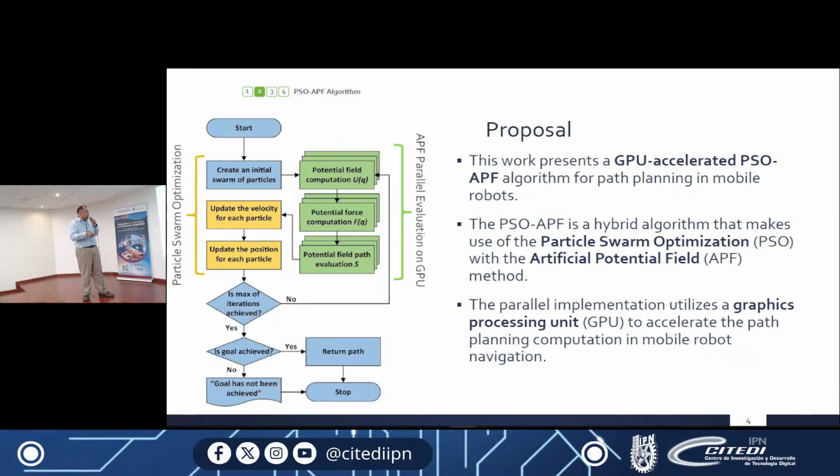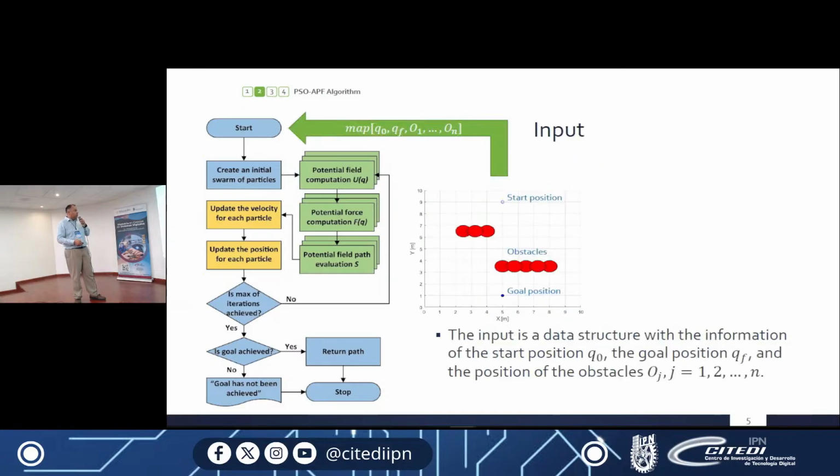So the cost function will be parallelized in GPU, and in the implementation we use a graphics processing unit, a GPU, to accelerate the path planning. The main goal in this work is to find the best path in terms of path length, the shortest path length to reach the goal, and to reach the goal in a very short time. That's the main reason we are using the GPU, to accelerate the computation.